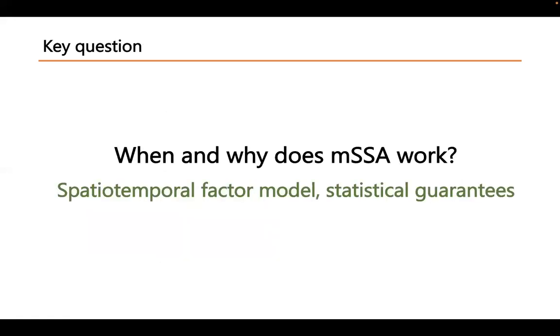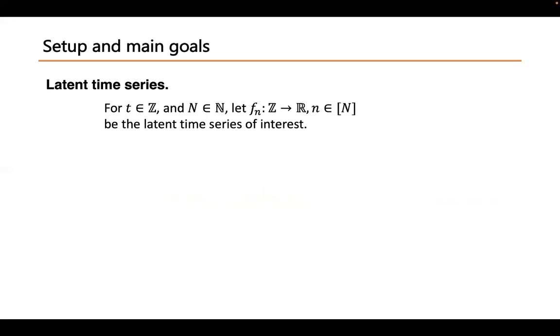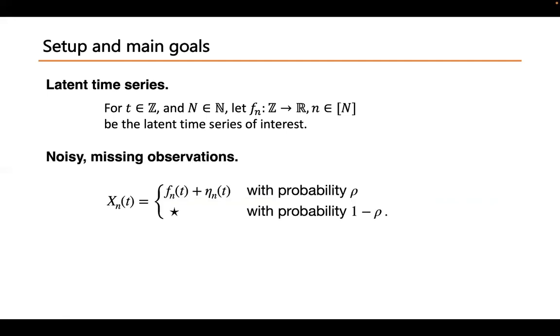So the key question we want to answer is, when does the simple method of MSSA work? We'll provide a spatial temporal factor model to reason about it, and under that factor model, we'll provide statistical guarantees. So here's the setup. Say you have n time series, and for them, you're getting observations in discrete time, so t is in the integer space. And for each x and t, you observe it with probability rho.